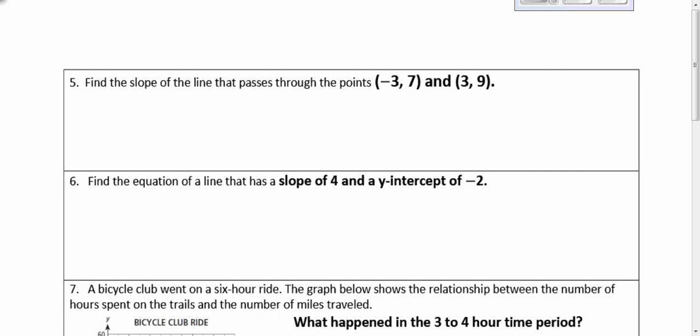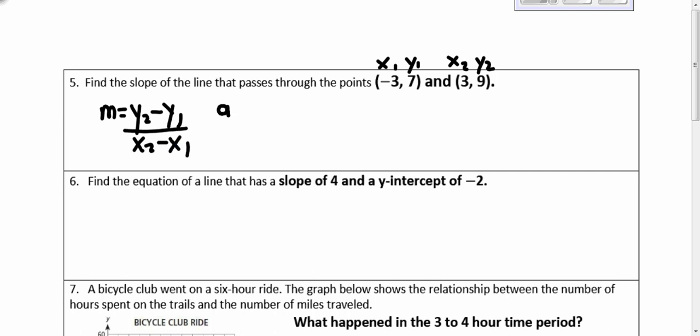Find the slope of a line that passes through the points -3, 7, and 3, 9. The first thing you do when you find the slope is label your points x1, y1, x2, y2, just like that. And the slope formula, when you're given 2 points, is y2 minus y1 over x2 minus x1.